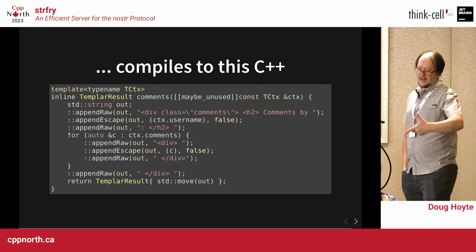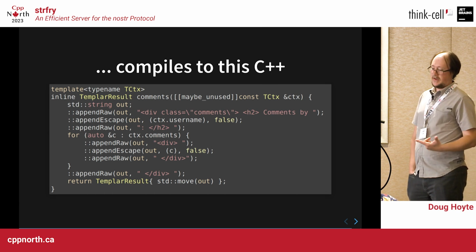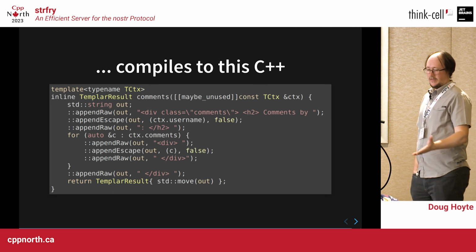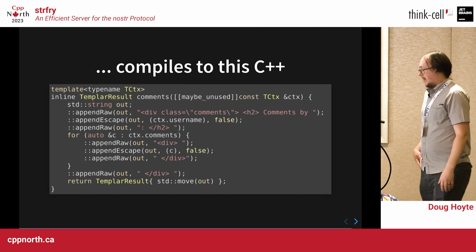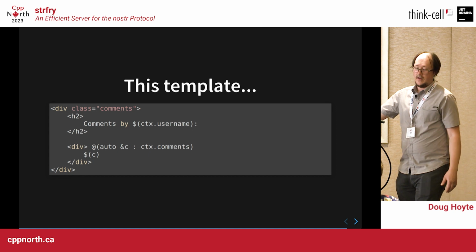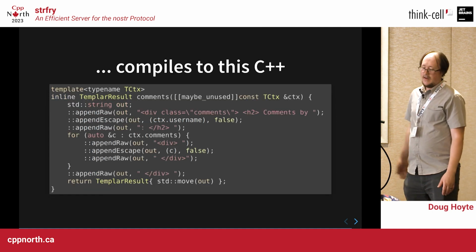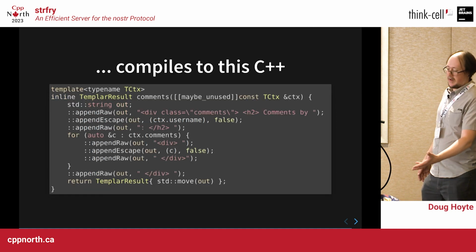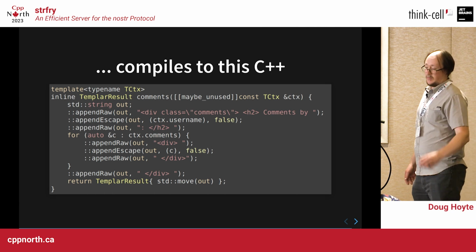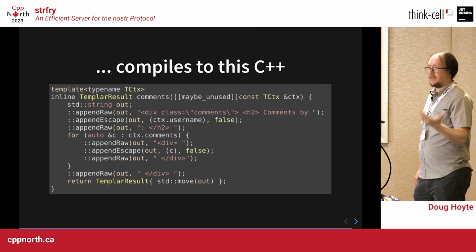So what the function does is it creates this string out, and then appends all these little snippets of HTML from the template, and in the places where it should insert, for example, the username, it calls append escape, right? And if you go back to the previous one, you see how the comments have this little for loop modifier in there, the auto reference to the C element in the comments vector. It's going to loop over that, and for each one append a div. And at the very end, it returns this Templar result. The reason it returns a Templar result and not a string is that this Templar result can be inserted into other templates without needing escaping.